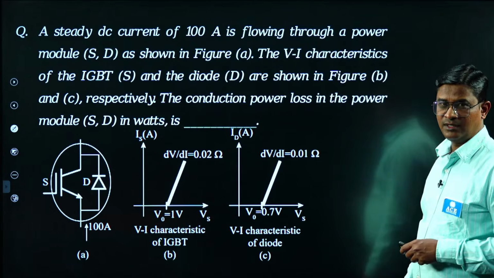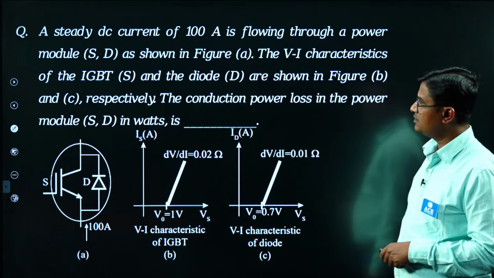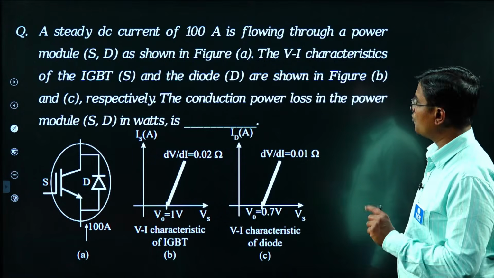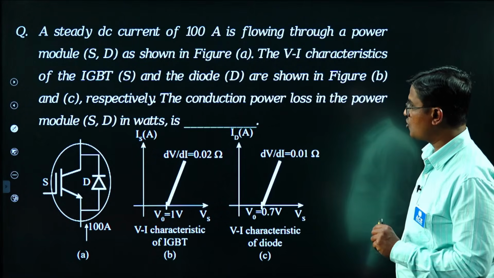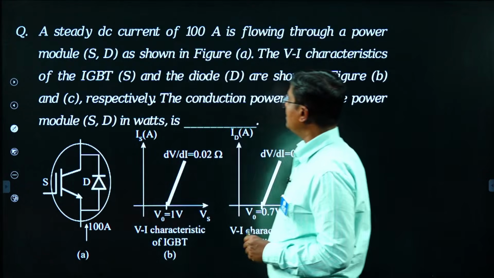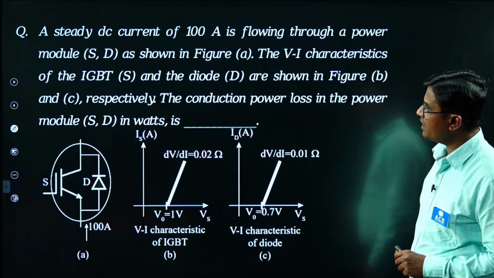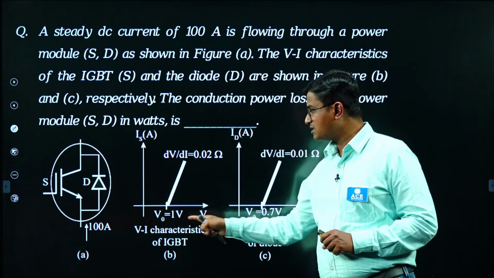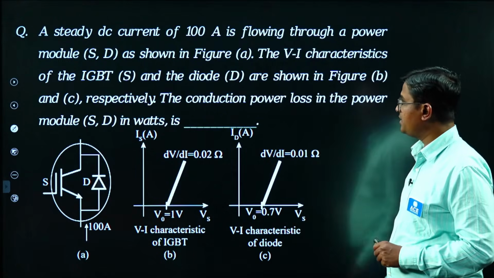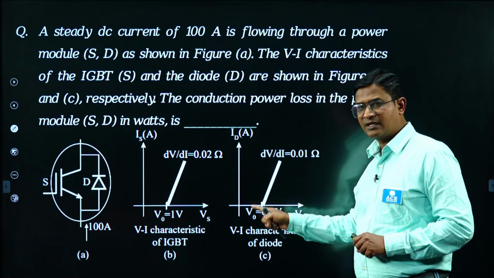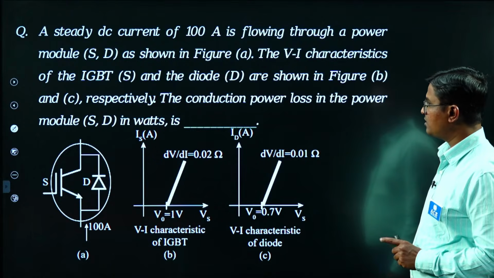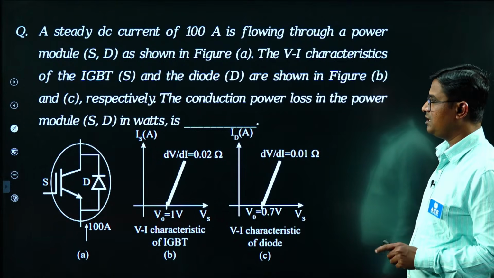Yeah. Let us discuss this question. A steady DC current of 100 ampere is flowing through a power module S, D. This is a power module S, D, right? Next, as shown in figure A, the VI characteristic of the IGBT and the diode D are shown in figure B and C respectively. This is the VI characteristic of the diode, this is the VI characteristic of the IGBT they have given. The conduction power loss in the power module SD in watts is.